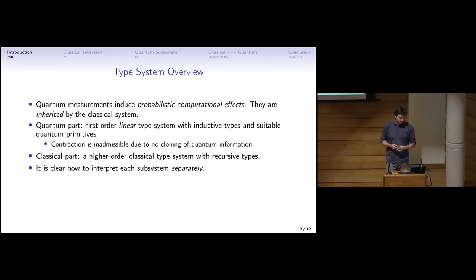On the quantum side, we're going to use a first-order linear type system, where linear here should be understood from the perspective of linear logic. So this is a substructural type system. And the reason is that contraction, which is what a linear logician calls copying of information, is inadmissible in general in quantum mechanics. On the classical side, we're going to use a higher order classical system. Higher order here means that we're going to have lambda abstractions, so we can have functions that take other functions as input, return functions as output, and so on.